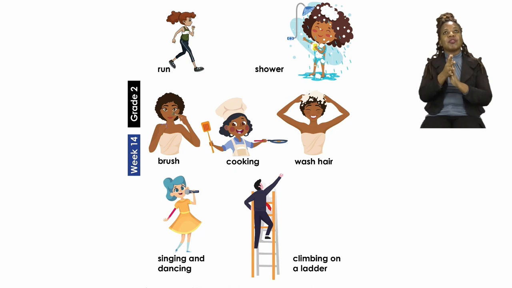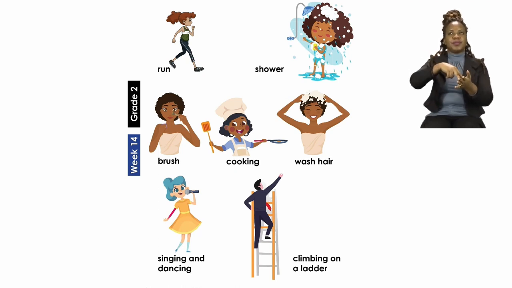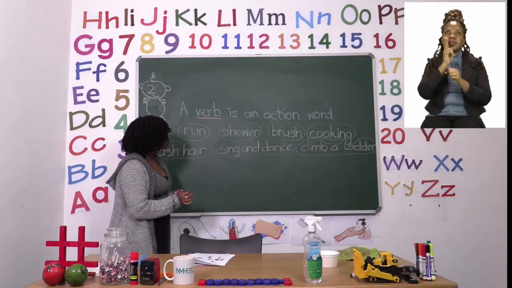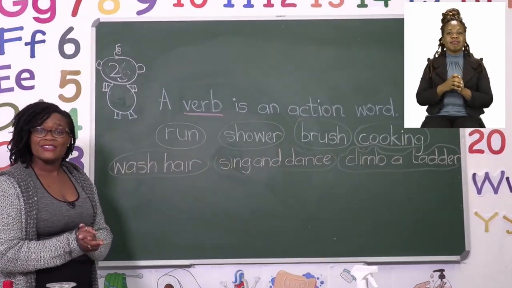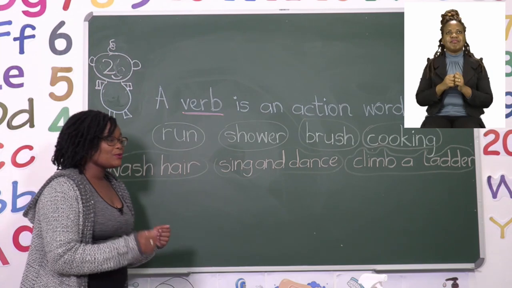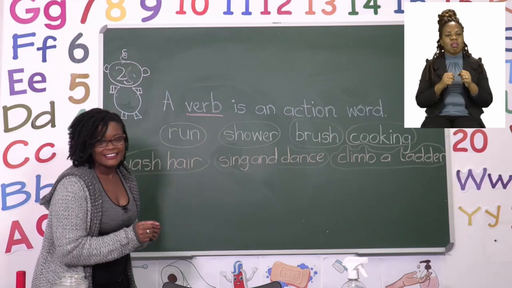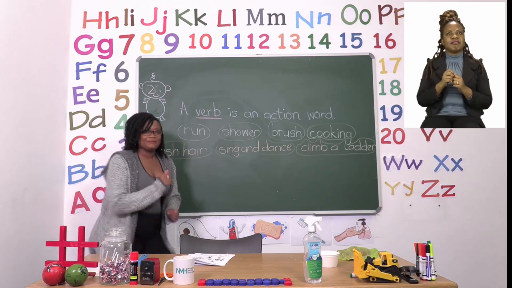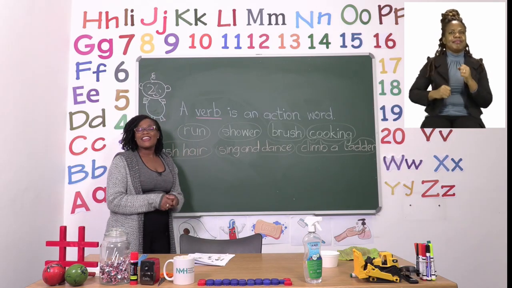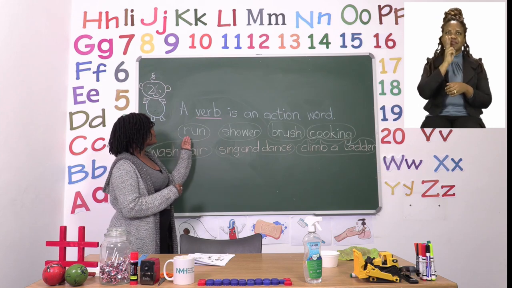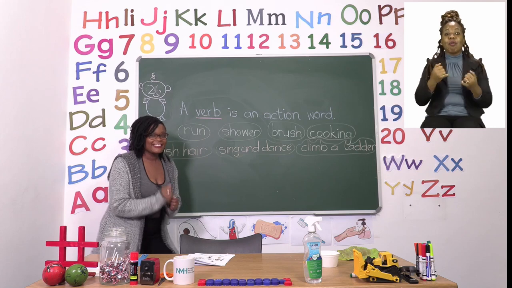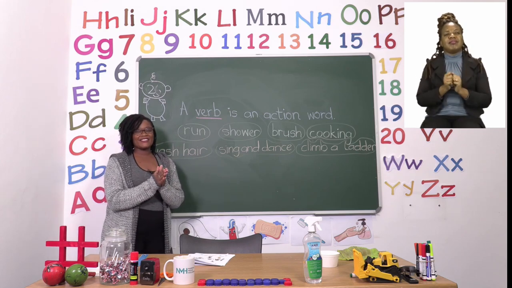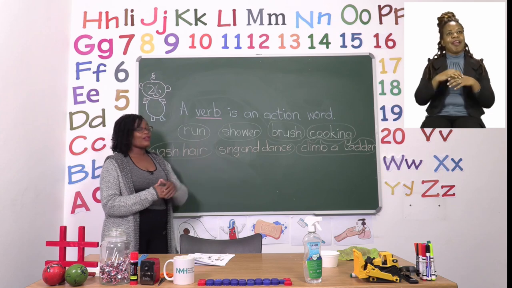So I'd like you to please stand up from where you are. Stand up, and we're going to start together. So the first verb that we're going to act out is the verb run. So how do you run when you are running? Do you run like this? Or do you run like this? So that is the verb. We are doing running. So if I say run. Good job, everyone. Don't get tired because we have a lot to do.